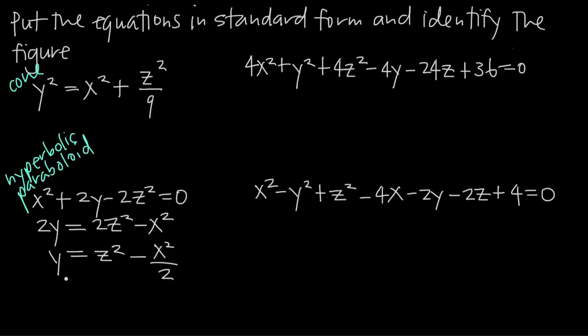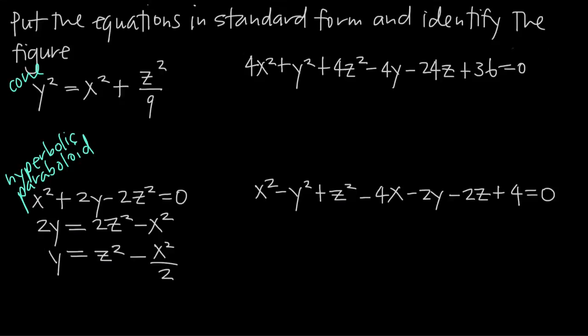And if we want to give more information about the paraboloid, we know that it opens along the axis set by the first-degree variable. So because y is by itself, and that's the first-degree variable, this hyperbolic paraboloid is going to open up along the y-axis.